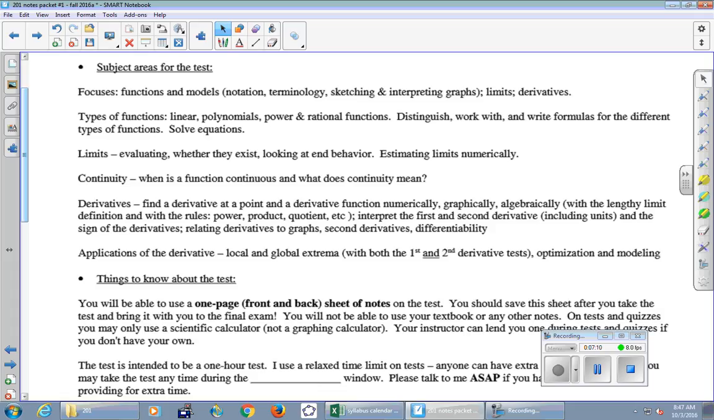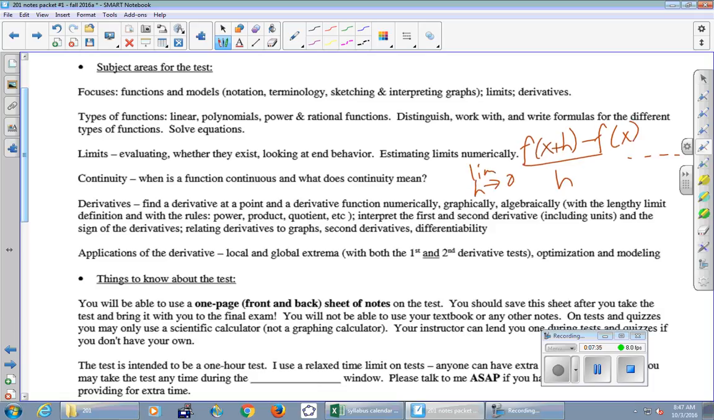I want you to be able to find a derivative at a point and a derivative function, numerically, graphically, algebraically, with the lengthy limit definition, and with the rules: power rule, product rule, quotient rule, etc. The lengthy limit definition of the derivative, you guys remember the whole this thing here, and then in the front we had h going to 0, and then we had like 8 lines of algebra, and then eventually we could get our answer. This test will be the last time that I ask you to do this thing. We started talking about the shortcut rules. We're going to have many more shortcut rules for the rest of the semester, but this is your one last chance where I might ask you to do one of these limit definitions of the derivative.